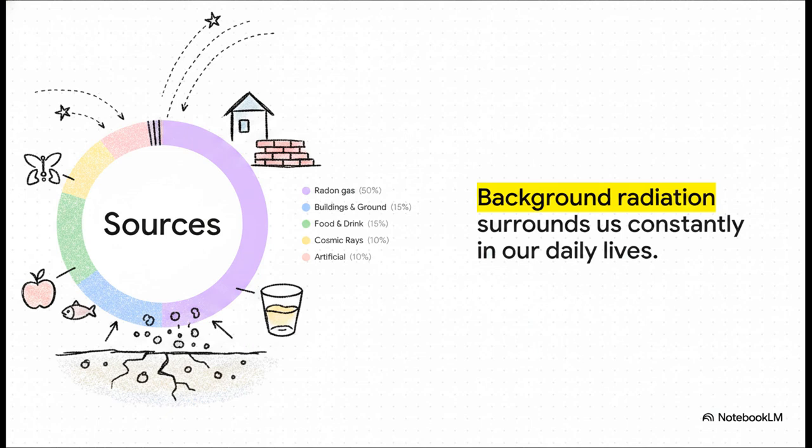Check out this breakdown. A massive 50% of it comes from radon gas, naturally seeping right up out of the ground. It also comes from everyday building materials, cosmic rays zipping down from deep space, and get this, 15% of our everyday exposure comes directly from our food and drinks. Bananas, for instance, they're famously a little bit radioactive because they naturally contain potassium.